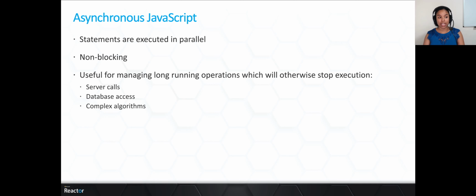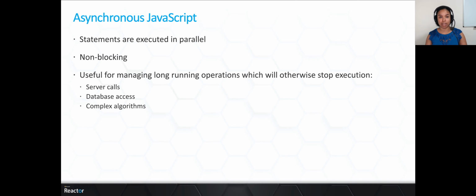The way you can think about a worker running in addition to the main thread is that the main thread can go from task A to task B, and maybe the worker is off on task C. It can be running a different thing at the same time without blocking the main thread, keeping those shorter sequential tasks running on the main thread. So you can see that asynchronous is useful for managing long-running operations, which would otherwise stop execution.